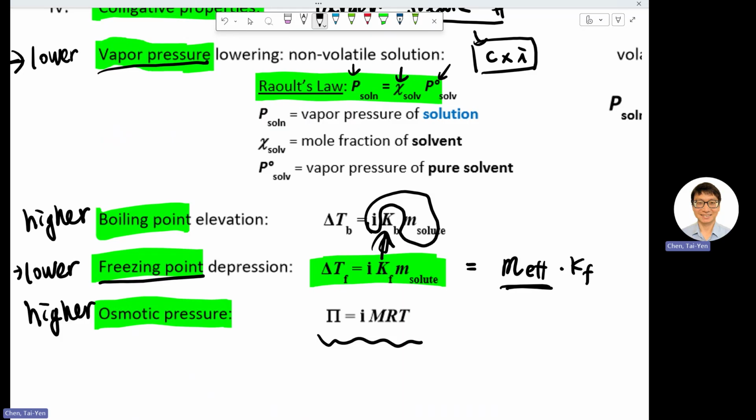We calculate osmotic pressure as pi equals i times M times R times T. Again, i times M is your effective concentration, T is temperature, and R is just a gas constant. By using this equation, you can calculate the osmotic pressure between the two sides. So those are the things that we need to know. But the key concept is, yes.